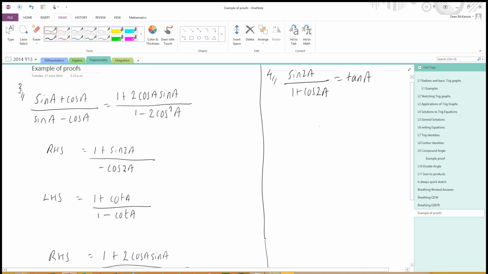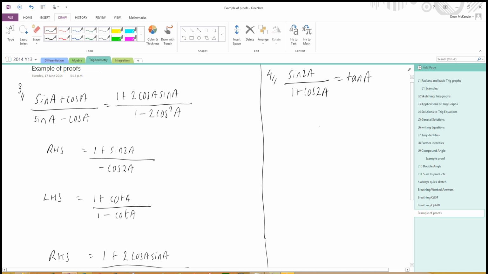Now, a couple of things you can do when you start looking at that. Immediately, on this side over here, I see 1 minus 2 cos squared A, and I can see straight away from the formula sheet that that's just minus cos 2A, a double angle formula. And on the top line, whenever it says 2 cos A sin A or 2 sin A cos A, same thing, that's just sin 2A. So my first instinct would have been to simplify it like I've written there: right hand side equals 1 plus sin 2A over minus cos 2A.